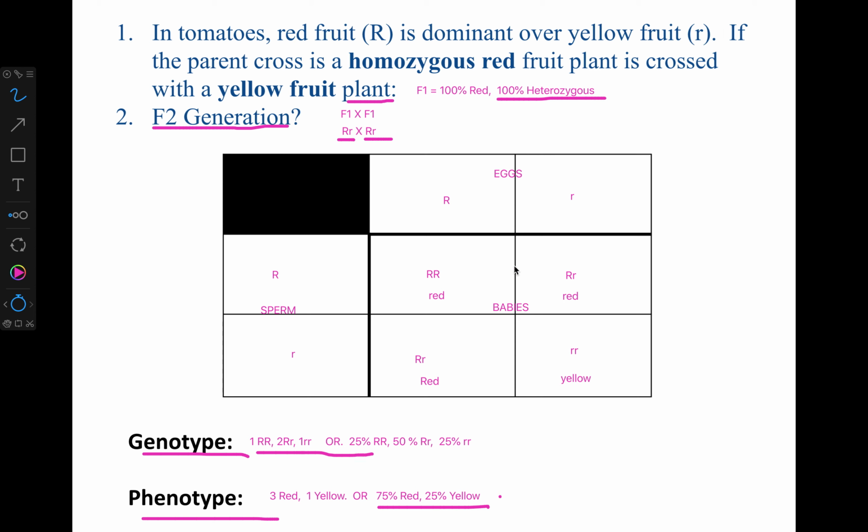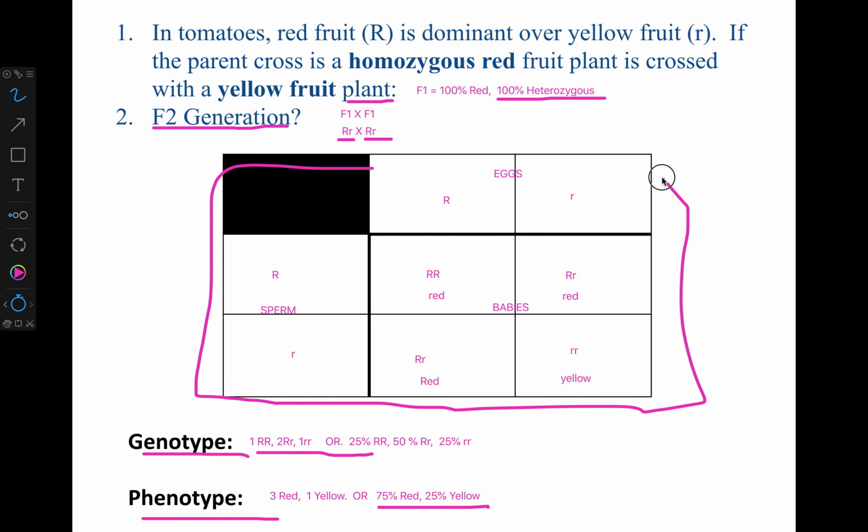Okay, hopefully this helps you work on your homework problems, which are assigned. They're all just monohybrid crosses, and this is the thing that you need to fill out. One helpful hint is if there is one of these in the problem, then you should fill it out. You should do a Punnett square to figure out that problem, right? If you see a Punnett square, do a Punnett square.